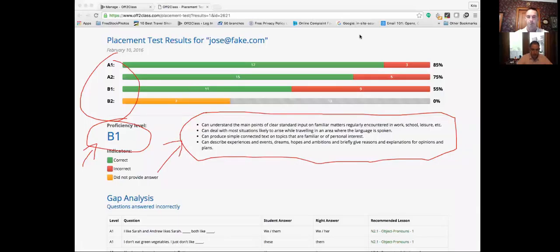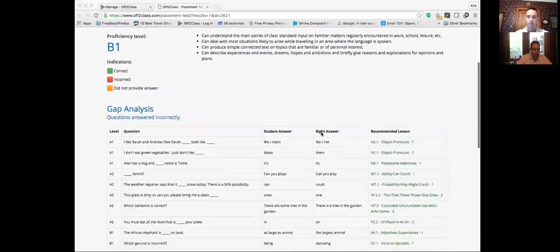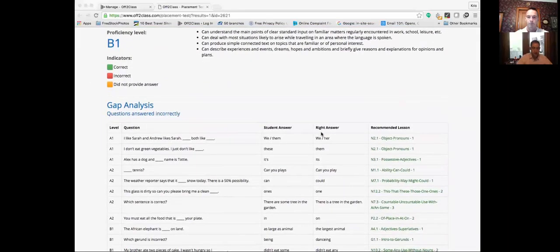But more interesting than the level, we know that students are obsessed with levels, and some teachers are obsessed with levels as well. But more interesting than the level is this gap analysis here. So for every question that Jose got wrong or answered I don't know to, we list the question, what the student entered, and what the right answer is.